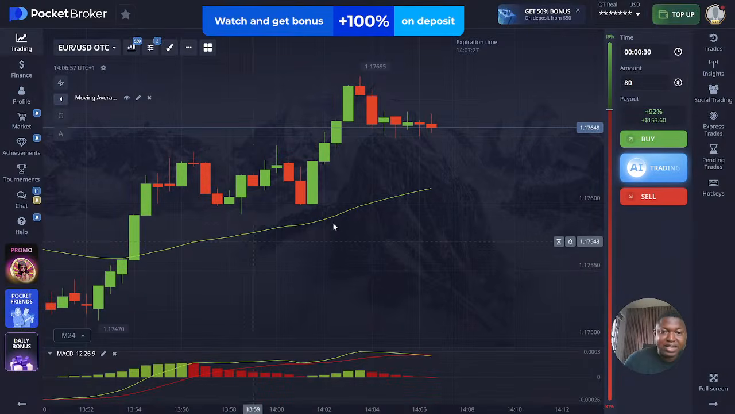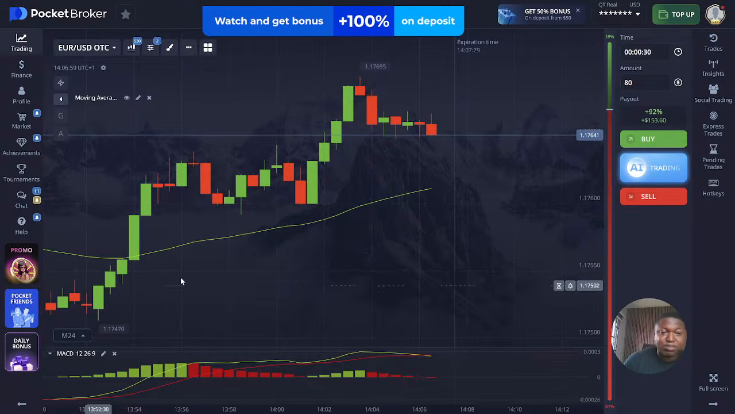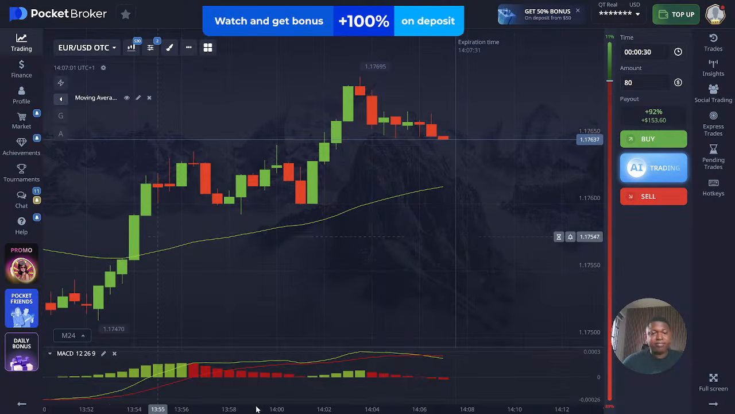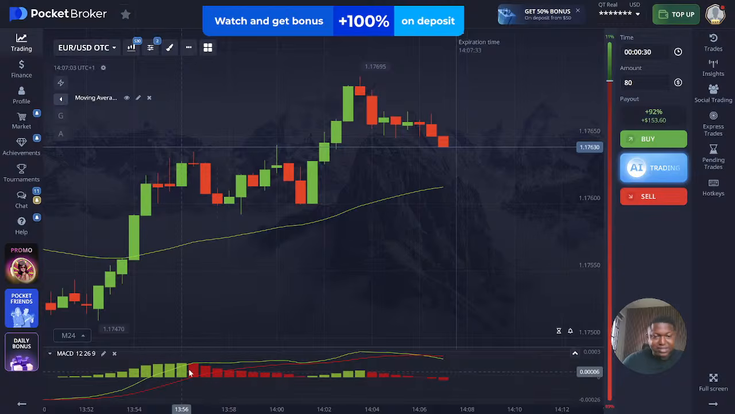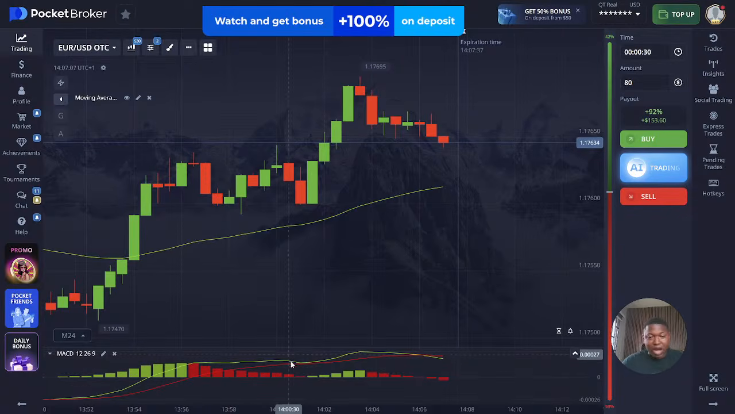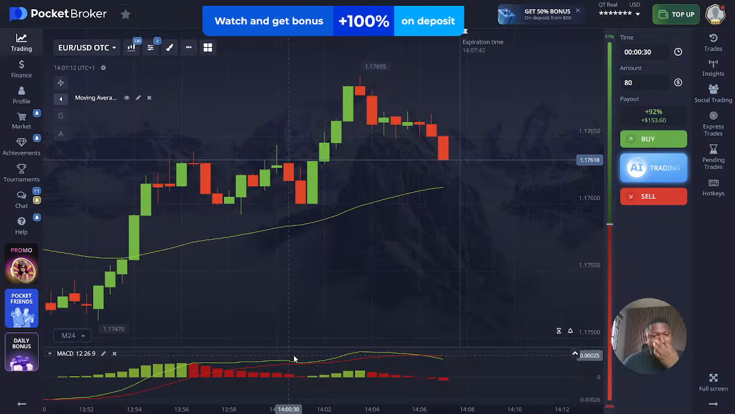So this is the EMA line now, the exponential moving average. This is the line here, while this is the MACD: the histogram and the MACD lines. So we have the yellow line, the green line, and the red line. Those are the basic MACD lines.